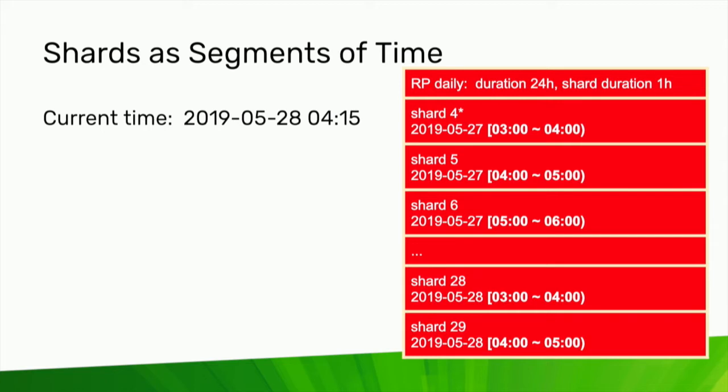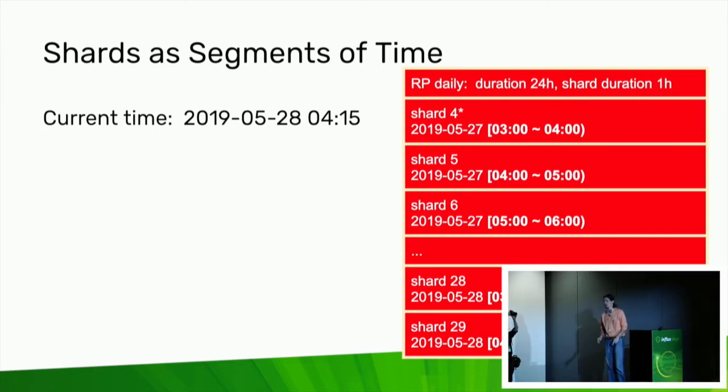The current time is May 28th, 4:15. And so shard 29 is what we call the hot shard, because the current time falls within that window. So shard 29 is getting a lot of, I mentioned before, snapshotting. Shard 29 is being snapshotted constantly. We're not going to do a lot of full compactions. We aren't doing a lot of super efficient compactions. We're mostly just getting the data onto disk.